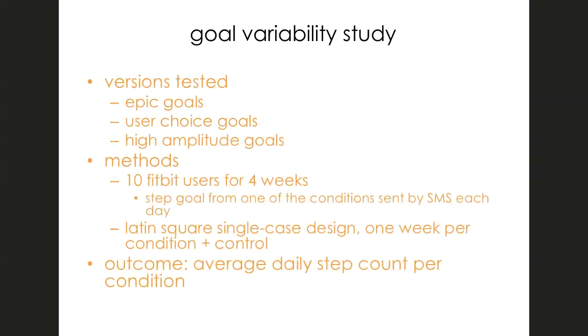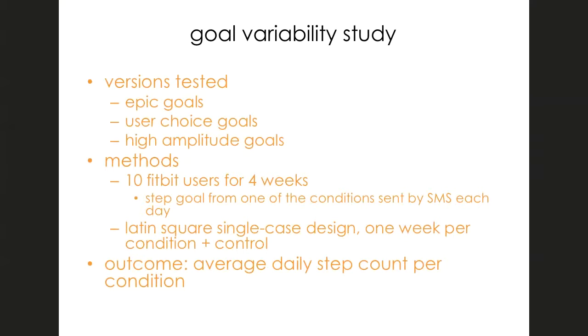So this is what Elizabeth ended up doing with her global variability study, right? She selected three different kinds of components that she thought were interesting and that might have some hope of changing people's walking behavior: epic goals, user choice goals, and high amplitude goals. And then she recruited 10 people who already had Fitbits, right? So who actively use Fitbits, because she could get baseline data from them just by the fact that they use these trackers already.